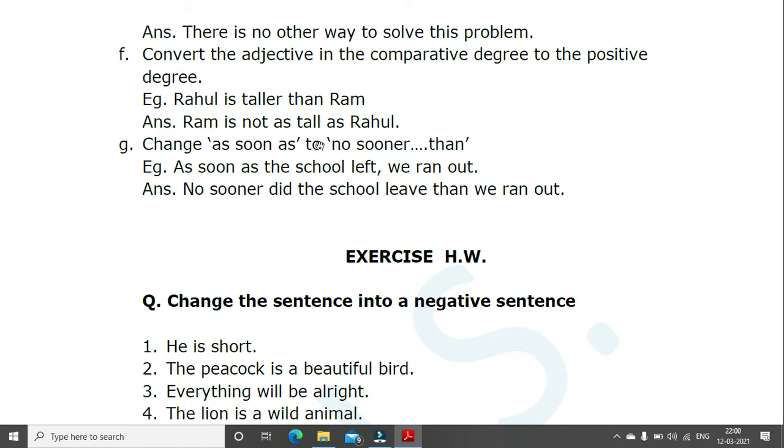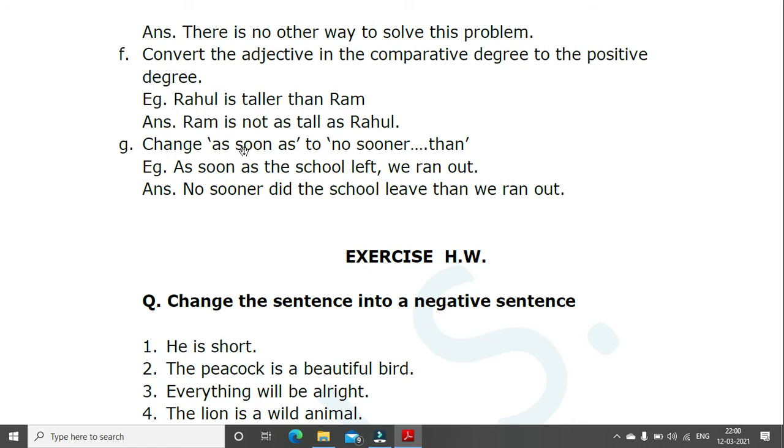Change as soon as to no sooner than. So what will you do? As soon as becomes, remember, no sooner than. So whenever you see as soon as, immediately remember that you have to change it to no sooner than. So, as soon as the school left, we ran out. So no sooner did the school leave, we ran out.